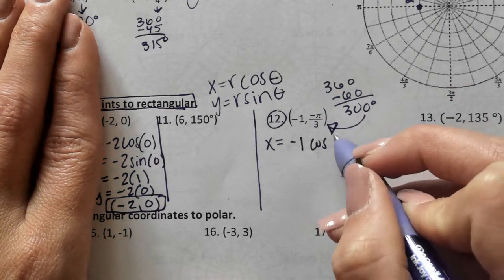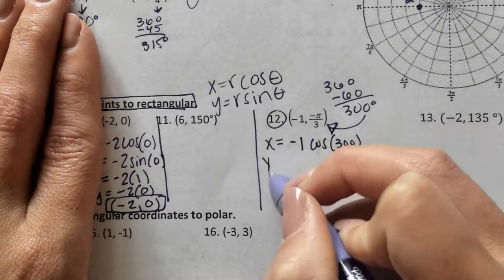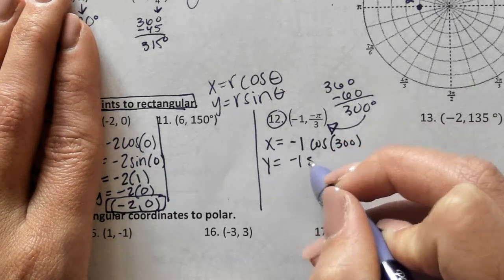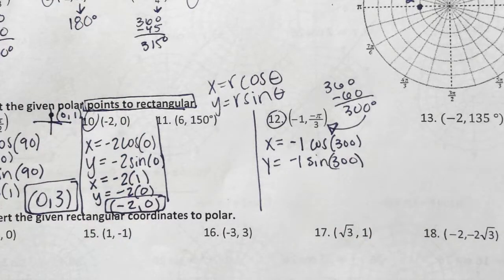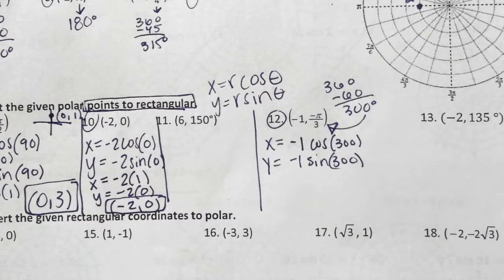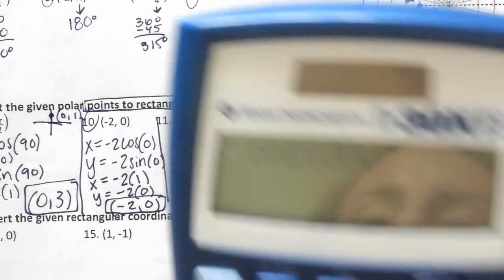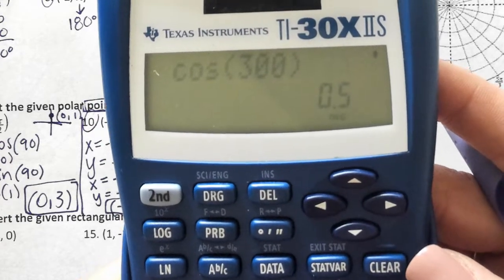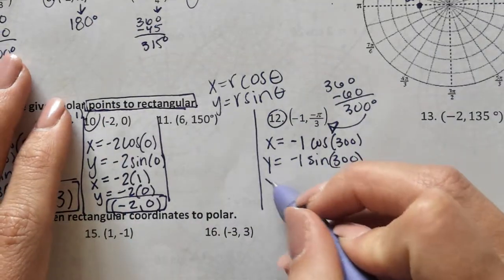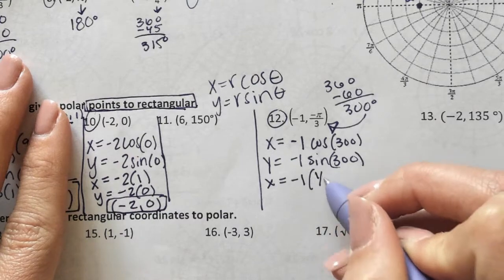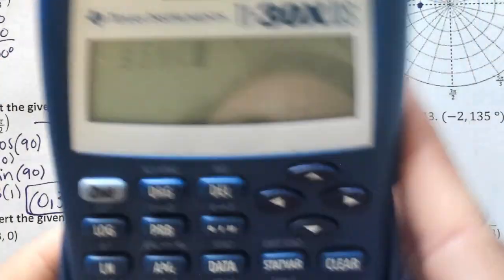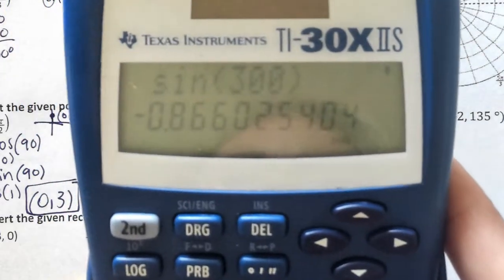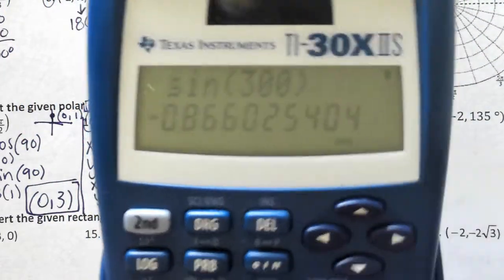So to set it up, it's going to be x equals cosine of 300, and we have y equals -1 sine of 300. If I typed cosine of 300 in my calculator, it would give me 0.5. That's the same thing as what? 1/2. So x is going to be -1 times 1/2 because that's cosine of 300. Now y, if I type in sine of 300 in my calculator, can I leave it like this? No. You have to know what this value is.